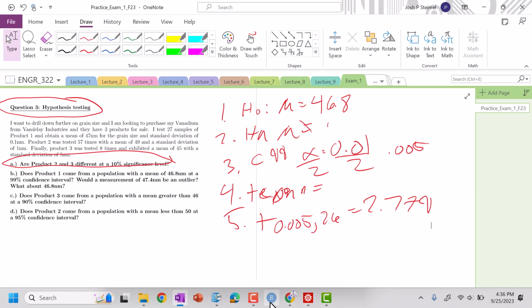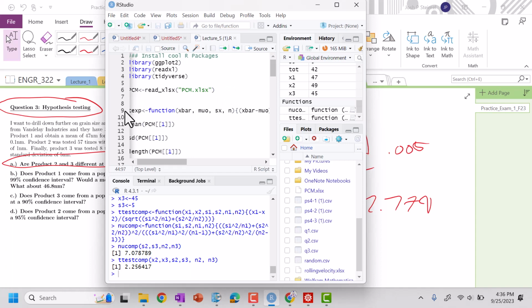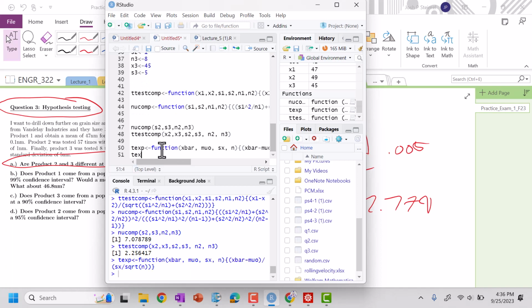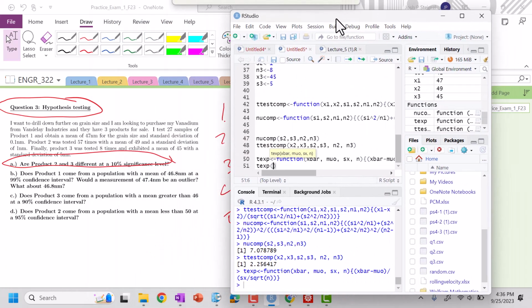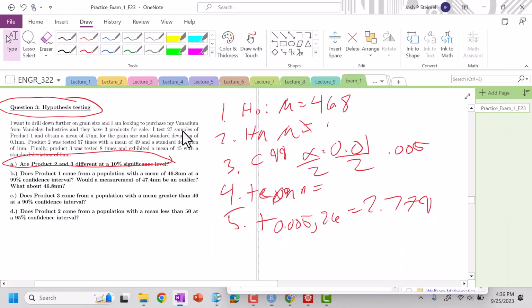I'm also going to steal from our lecture 5, all the way at the top, this t experimental value. So I'm going to copy that in and build that function in. So now my t experimental is going to be, we're seeing our x bar, which is going to be x1, our mu naught is going to be 46.8, our s1 and n1. 10.3. That is for sure reject. Excellent.